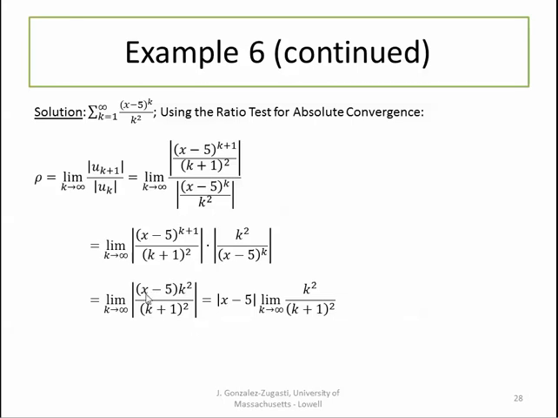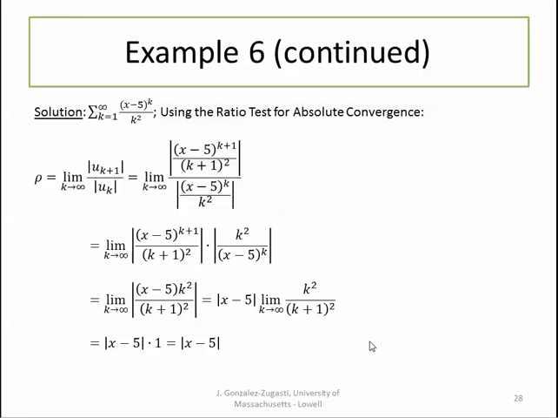The x minus 5 is constant because it's k that's changing in our limit, so we pull that outside of our limit. Make sure you keep your absolute values on, and we end up with the limit of a rational function. That limit is going to be equal to the ratio of the leading coefficients because the degree of the numerator is the same as the degree of the denominator. So we get that that limit is equal to 1. So we get that rho is equal to the absolute value of x minus 5.